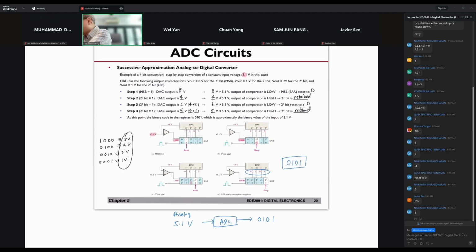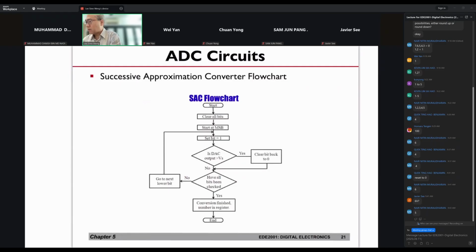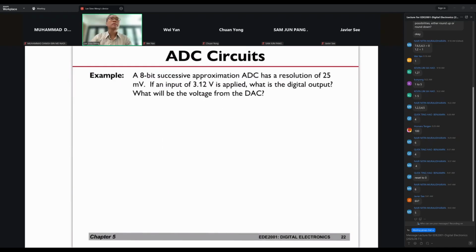Now, there is a flow chart on the next page, which I think there's no point going through if you understand the concept. We can skip this. So let's go to an example on the next page.